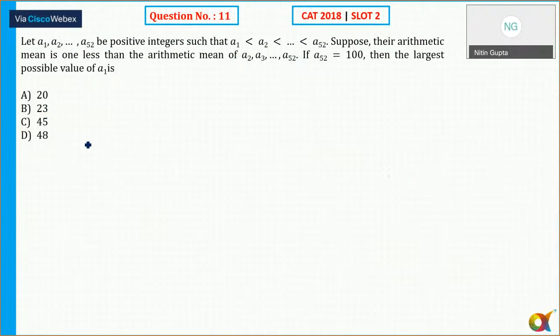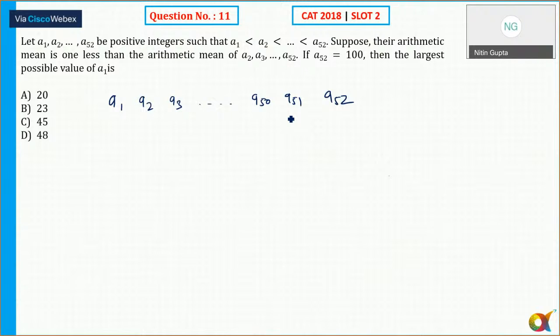Okay, now let's see. This is the question. Question number 11. So question number 11 says, let A1, A2 till A52. So there are 52 integers. That is A1 is there, A2 is there, A3 is there, and so on till A51 and A52 is there.